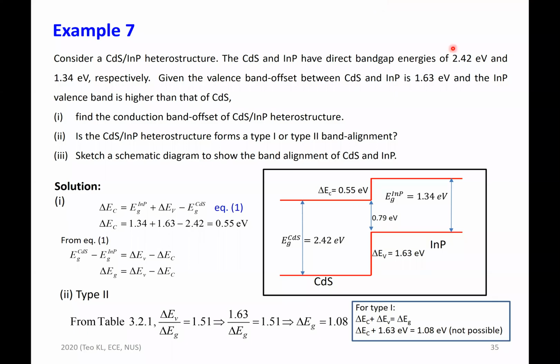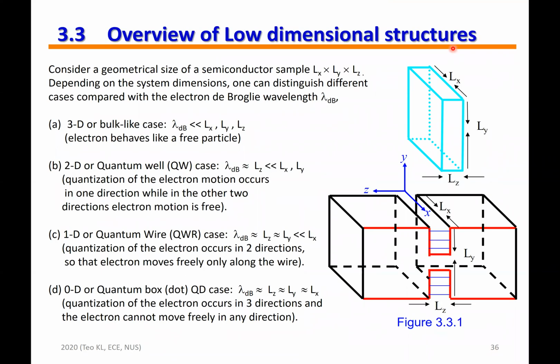In the last session, we discussed the cadmium sulfide indium phosphide heterostructure for example 7. In this session, we discuss the overview of low-dimensional structures. Consider a geometrical size of a semiconductor of length Lx, Ly, and Lz.